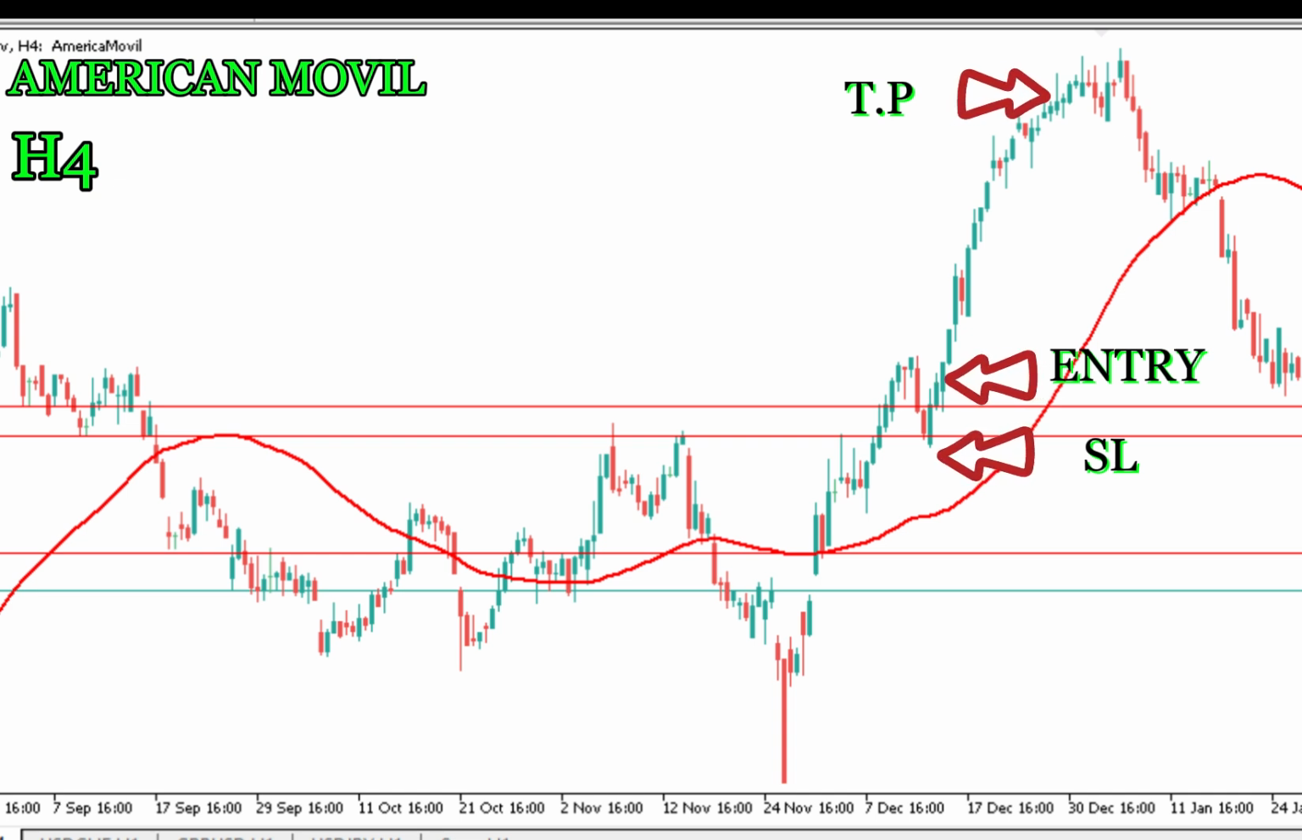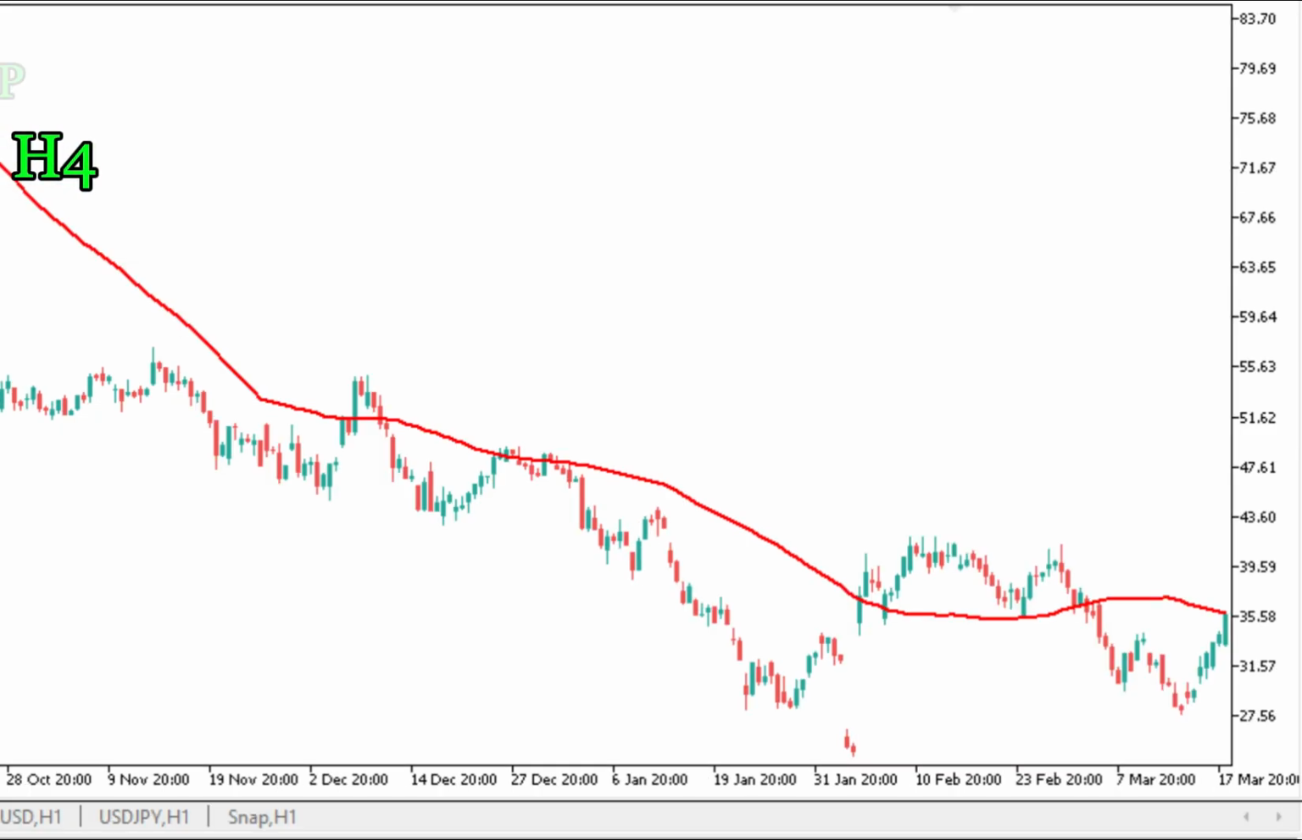Guys, as you can see, this strategy is very simple and very effective and can make you a ton of money if you follow all the rules to the dot. Now let's look at our last illustration. It will be a sell trade. This is an H4 chart for Snapchat Corporation.